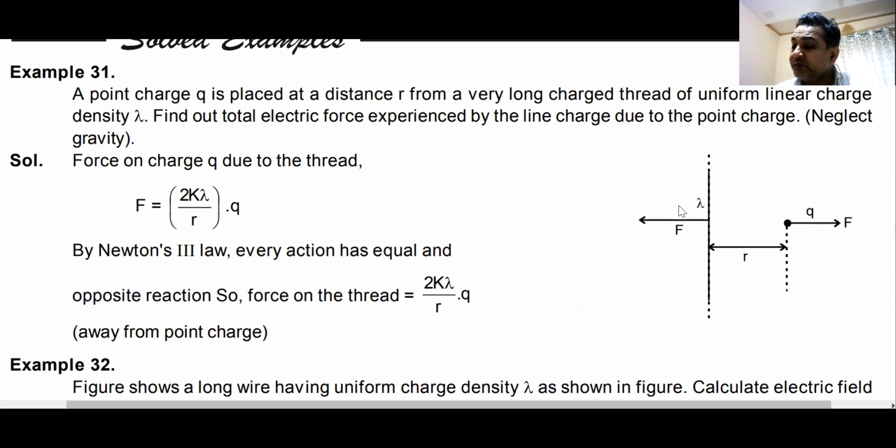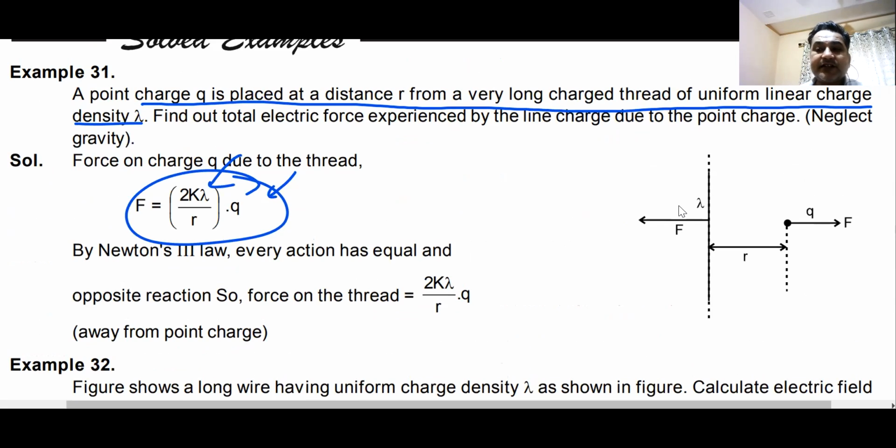Now, once you have this formula, you can do a variety of questions. For example, a point charge Q is placed at distance R from a very large wire of length L, an infinite wire. What is the force? You just find the electric field and multiply it by the charge, and that is how you get the force. So do we understand this?